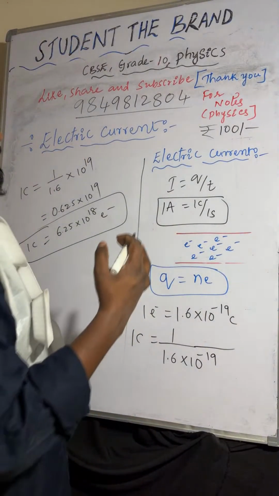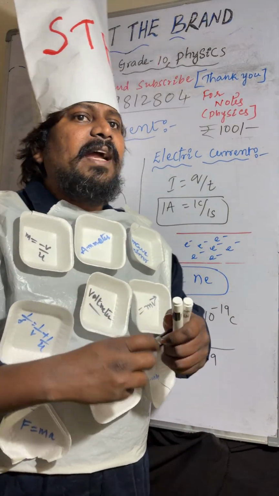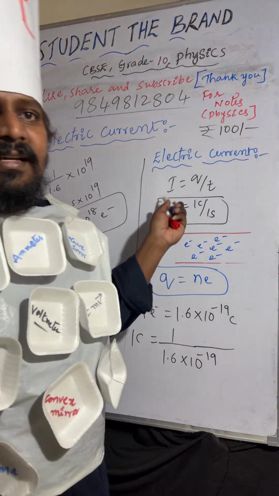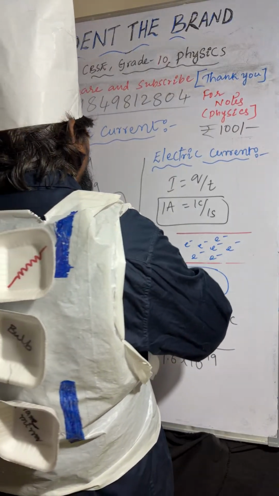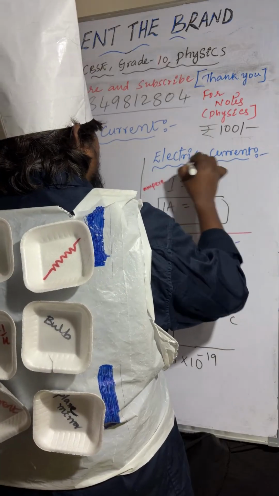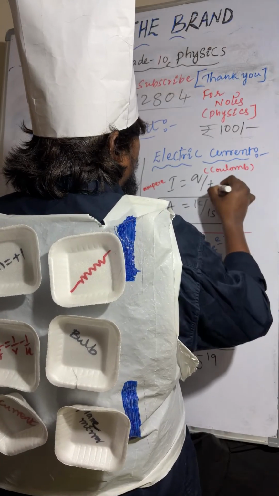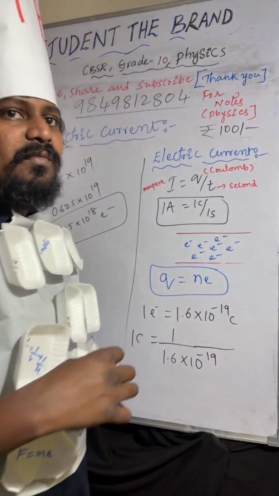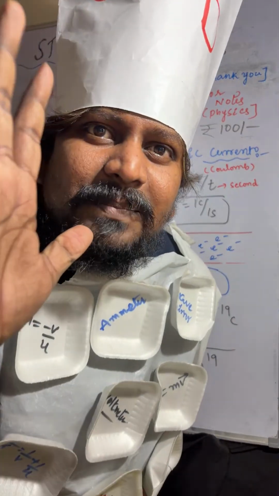So electric current, the rate of flow of charge, is called electric current. I equals Q by T. The SI unit of current is ampere. Normally we write the unit in small letter. And honoring the scientist, we write coulomb with a capital letter. And time is second. So 1 ampere equals 1 coulomb of charge flowing through unit cross section area per second.